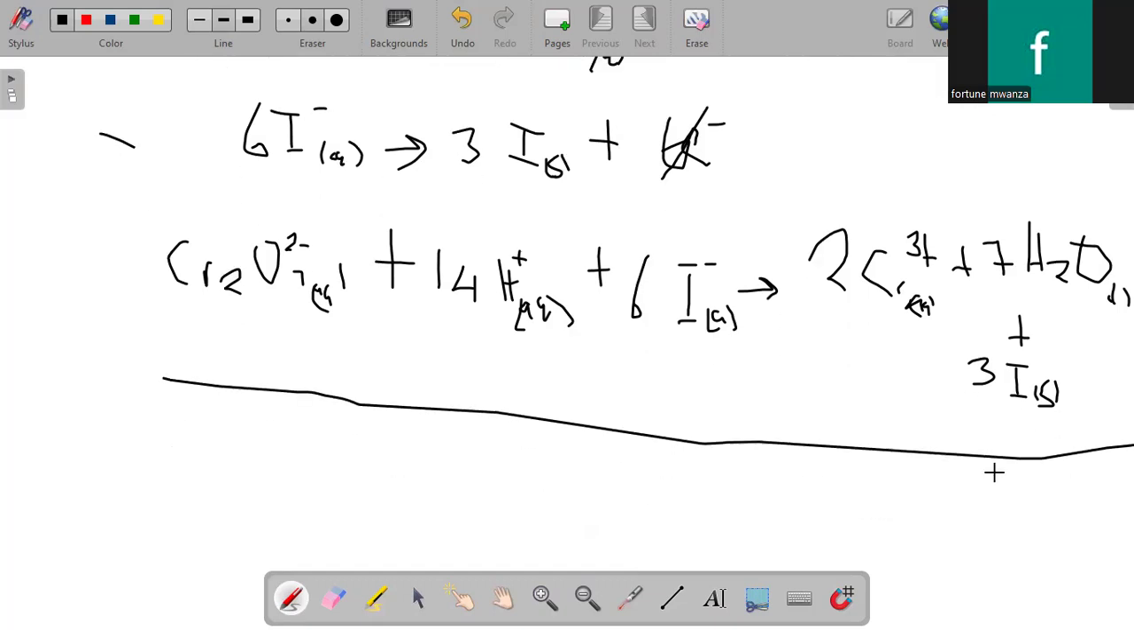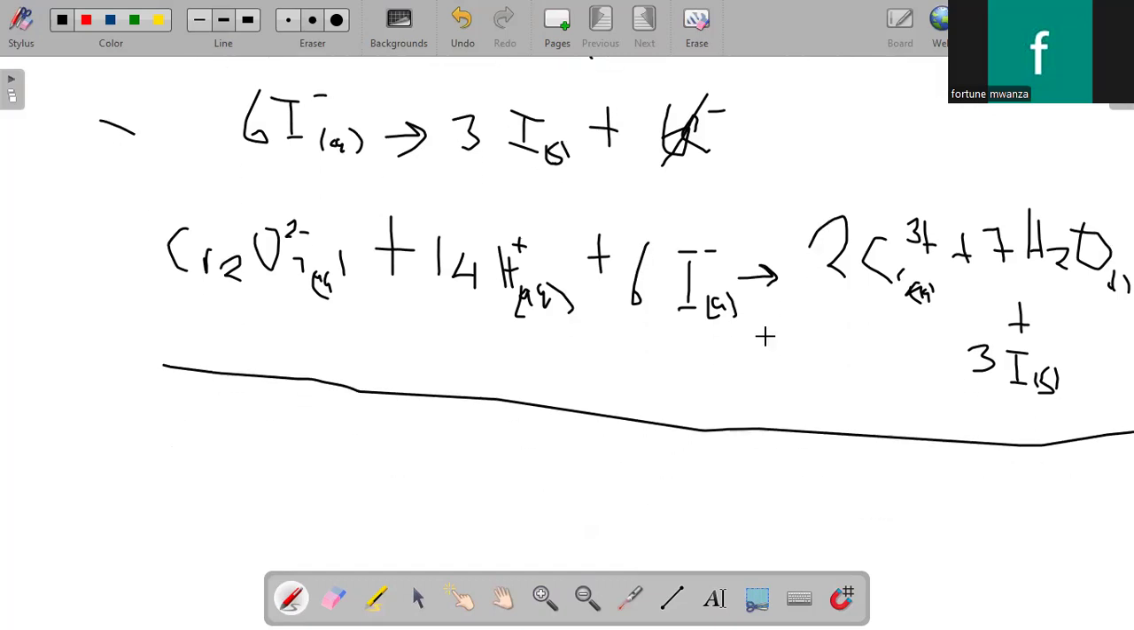For us to confirm if we've done the right thing, the first thing you do is check the atoms. Are the atoms balanced? If the atoms are balanced, you check the overall charge on both the reactant and the product. If the overall charges are the same, then you've done the right thing. You can see chromium, you have 2 here and 2 here, so it's balanced. Oxygen, you have 7 there and 7 on the product, balanced. Hydrogen, you have 14 atoms there, and we also have 14 here, 7 times 2 is 14. Hydrogen is also balanced.